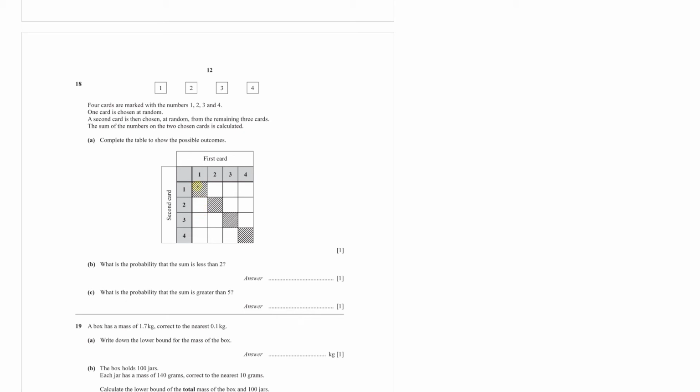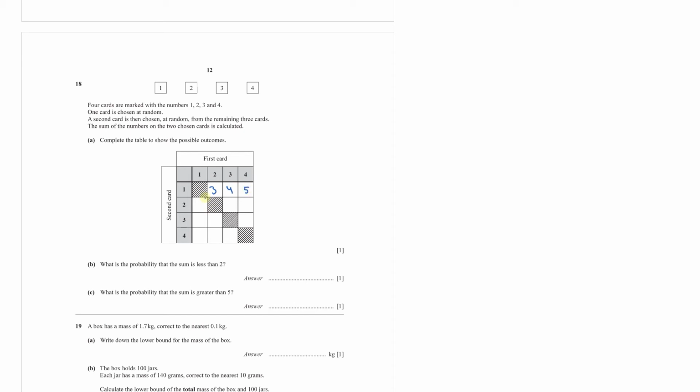And you can see here these boxes are blanked out, because if you pick the first card as 1, you cannot pick the second card as 1, because it's already out of the remaining cards that you have to choose from. So if you pick the first card as 2 and the second card as 1, then the sum is 2 plus 1, 3. If you pick the first card as 3 and the second card you picked was 1, then the sum is 4. So you fill out the table similarly here.